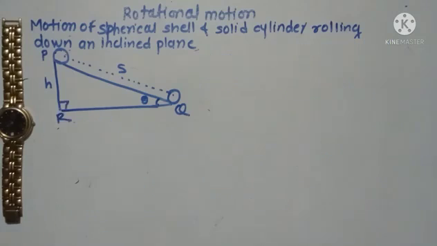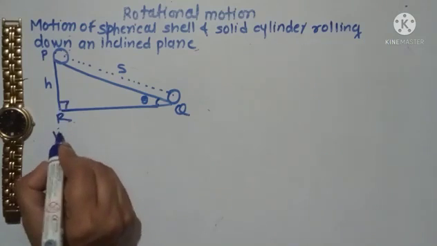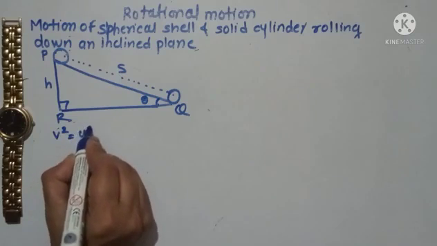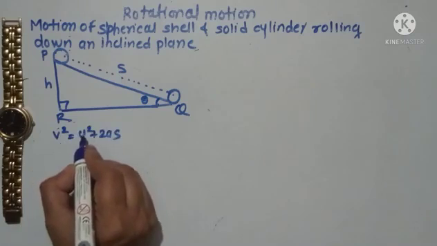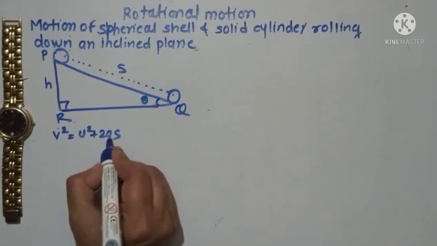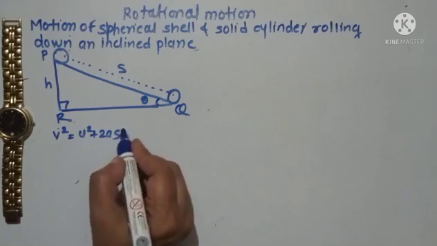Hold this one. By using the kinematic equations, we can write v square is equal to u square plus 2as, where v is the final velocity, u is the initial velocity, a is the acceleration, and s is the displacement.